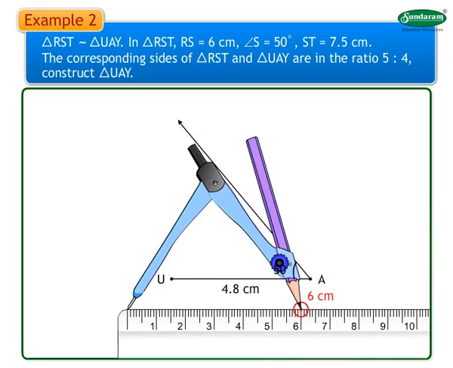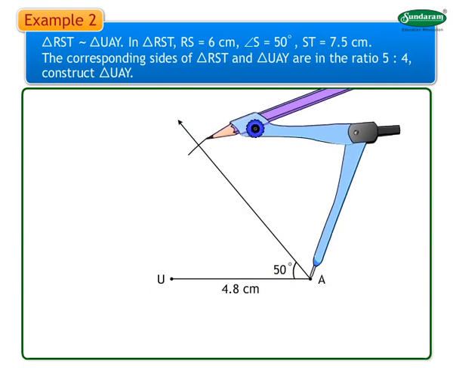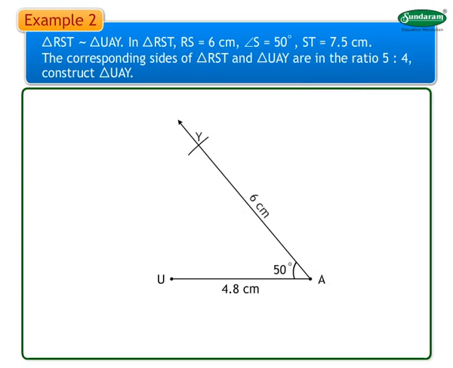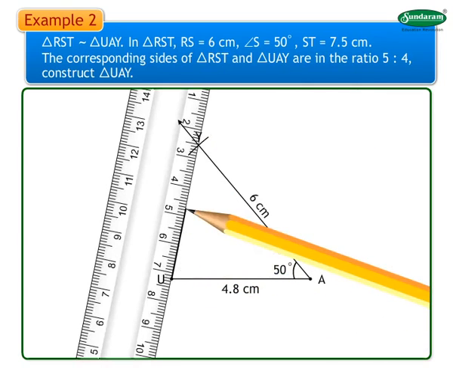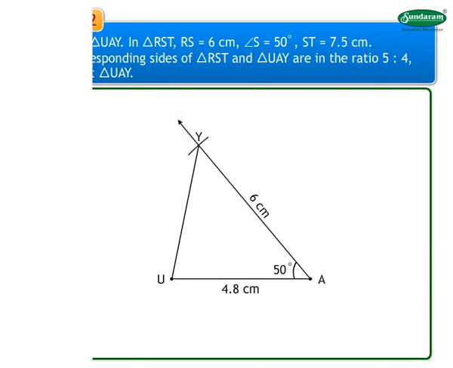Now, taking 6 centimeters as measure and keeping the point of compass on angle A, cut an arc. Mark that point as Y. Now join UY. Thus, we get the required angle UAY.